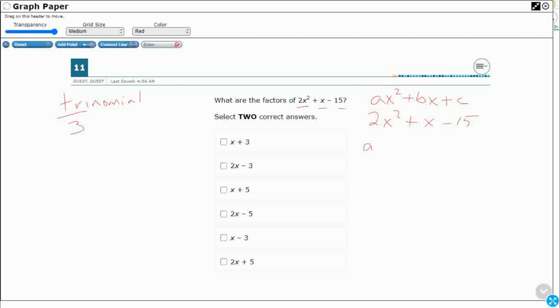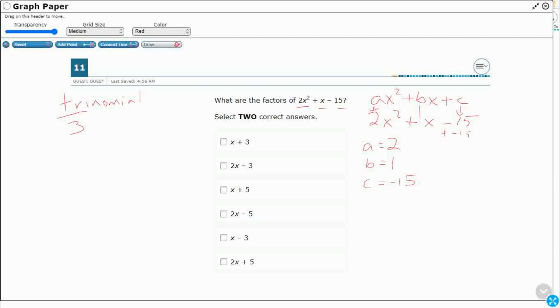So my a is going to equal 2. It's right there. There's nothing there for the b, so that's fine. We'll just call it 1, because when there's nothing there, we can always say it's 1. And then for my c, I've got a 15, but really, I could rewrite this as plus negative 15 if I really wanted to. So I'm going to need to capture that negative, because the signs really matter here.